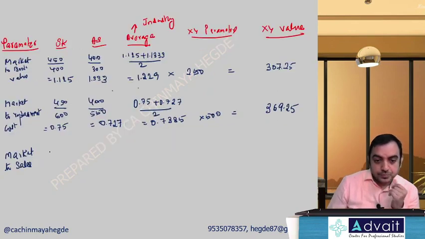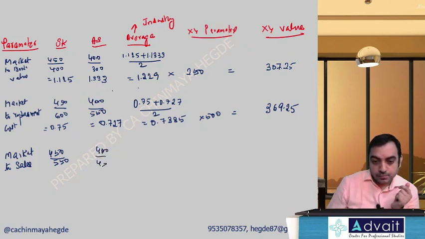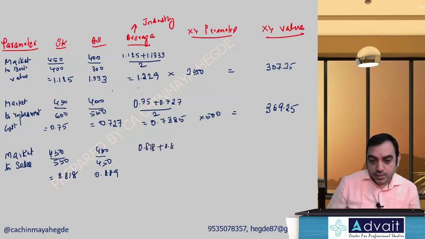For SK Limited, 450 by 550, 0.818. For AS Limited, 400 by 450, 0.889. 0.818 plus 0.889, average 0.8535, multiplied by sales value of XY Limited 500, $426.75.